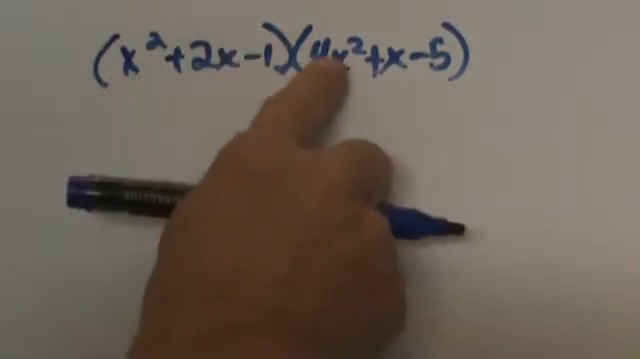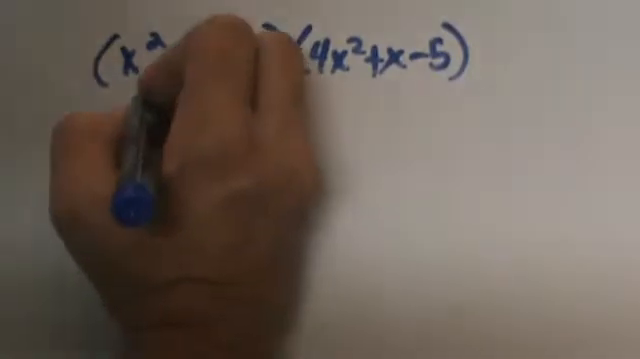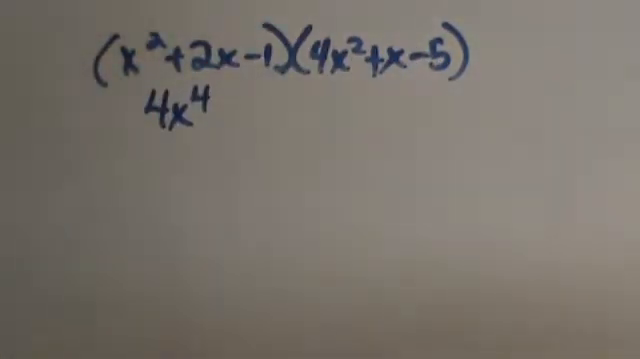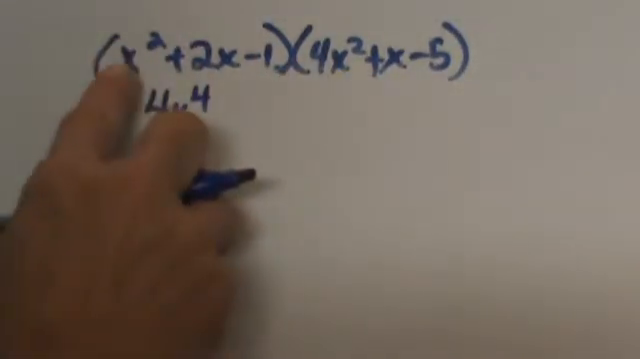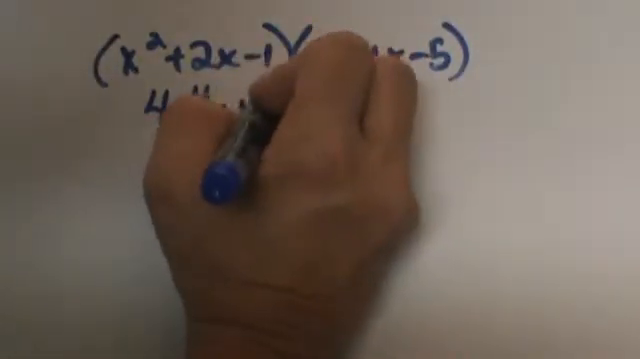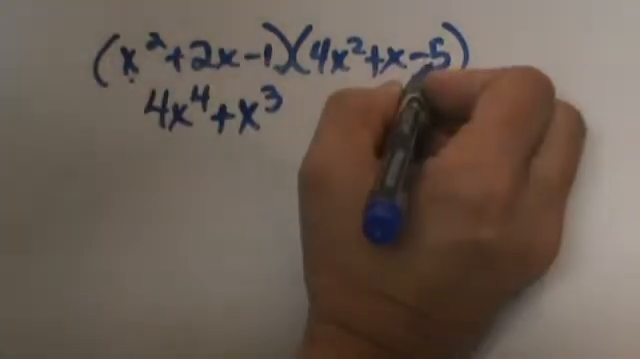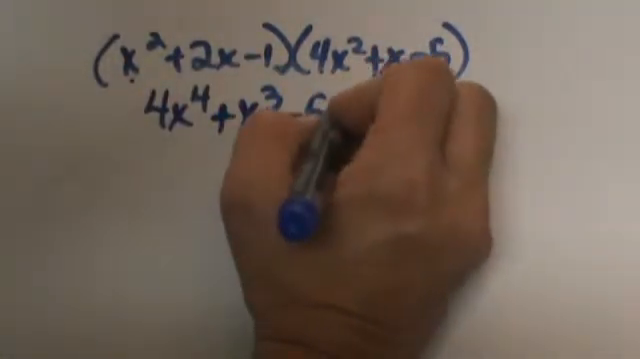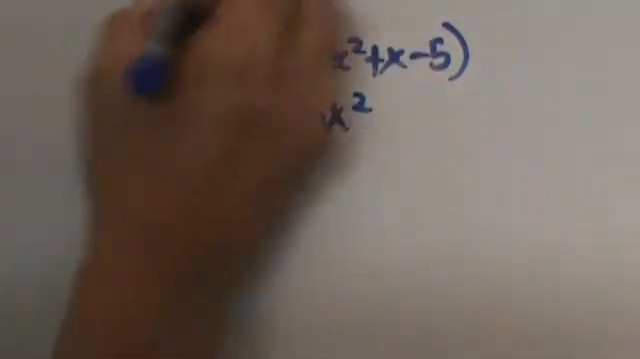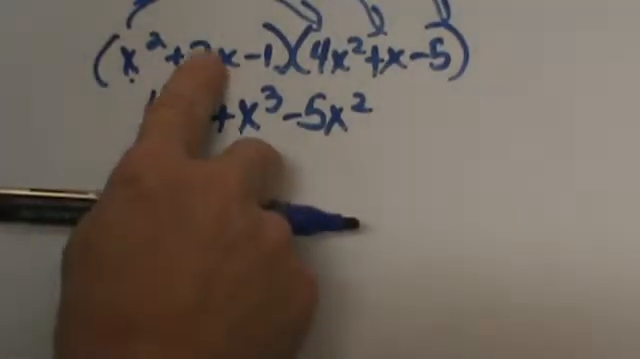So x squared times 4x squared gives me 4x to the, well, I add the exponents, to the 4th. Okay, so be careful there. X squared times positive x is positive x cubed. X squared times negative 5 is negative 5x squared. Okay, so I've distributed the first one all the way in. Okay, so now let's go back and distribute the 2x to each of the terms.